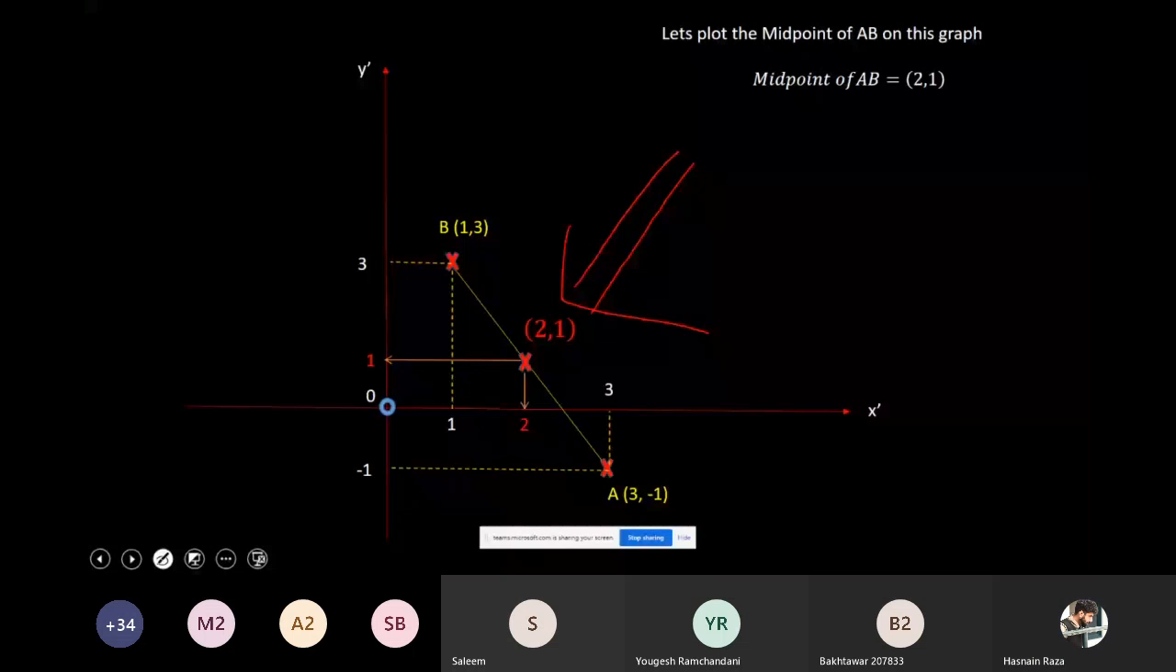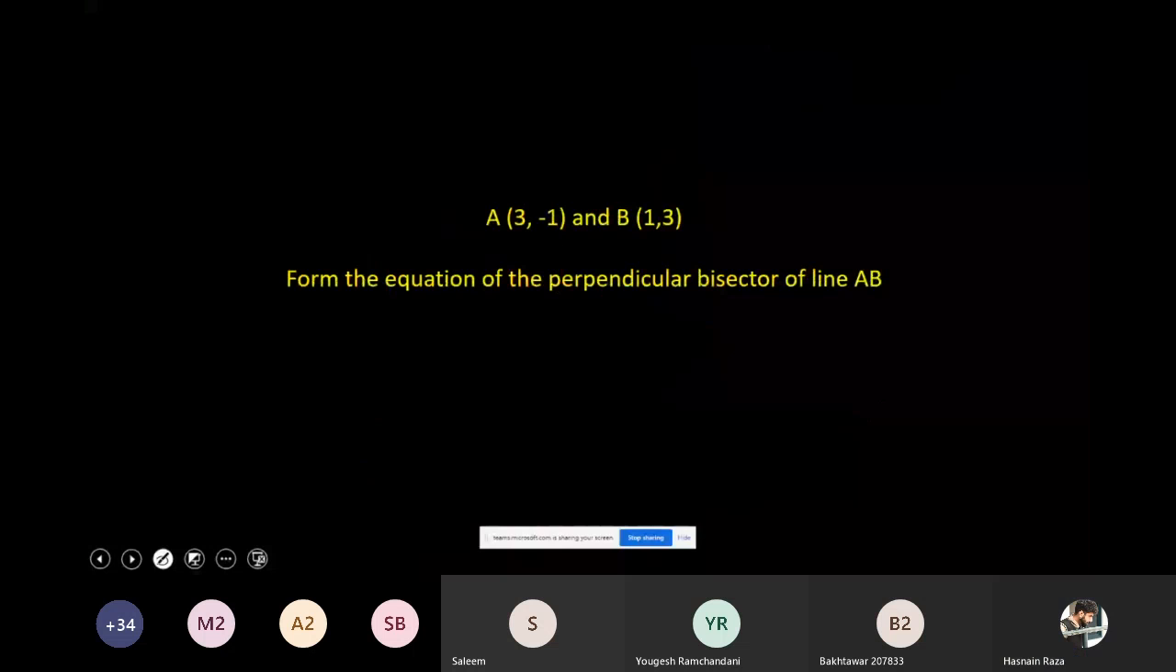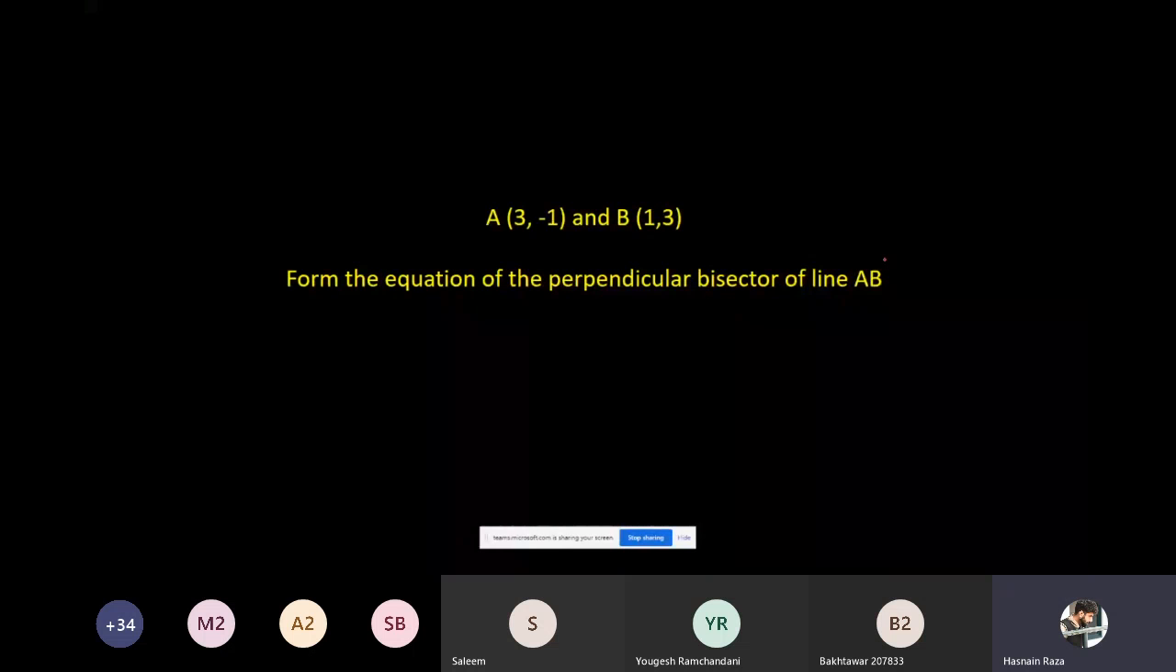Okay, what is the thing that we have to do next? Now look, this is a question. The question says, form the equation of the perpendicular bisector of line AB.